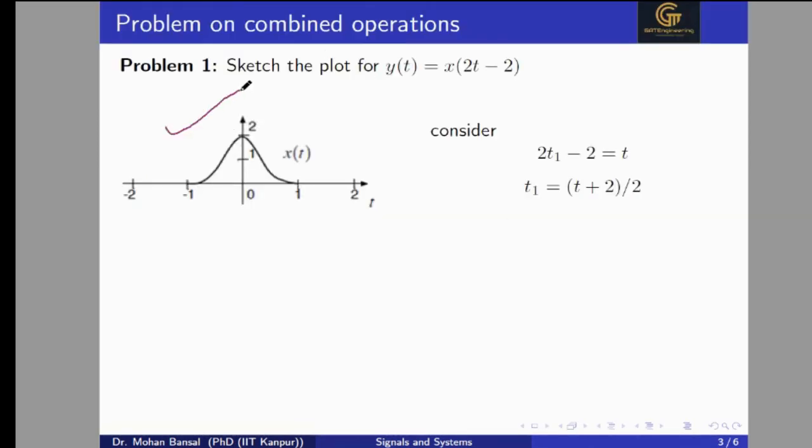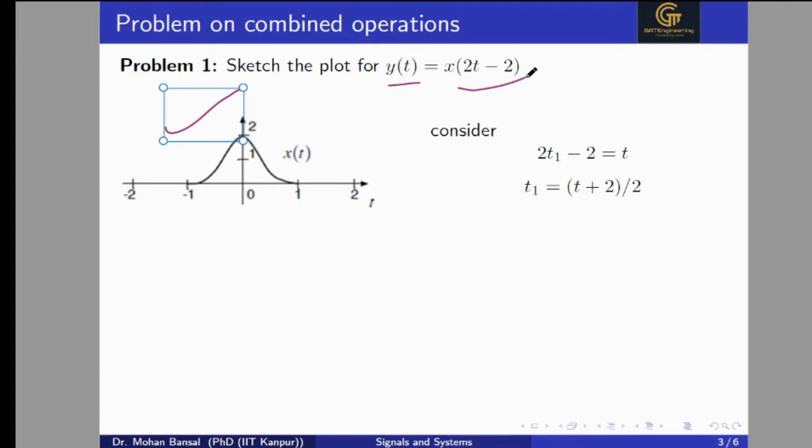The signal we are given is x(t), which lies between -1 and 1. We have to plot the signal y(t), which is x(2t - 2). In this signal, we have to apply the shifting and scaling operations, but without knowing the shifting and scaling properties, we can still apply some operations by using this trick.